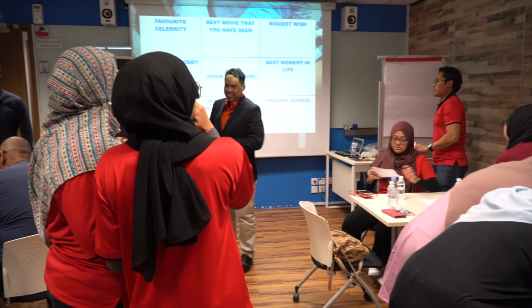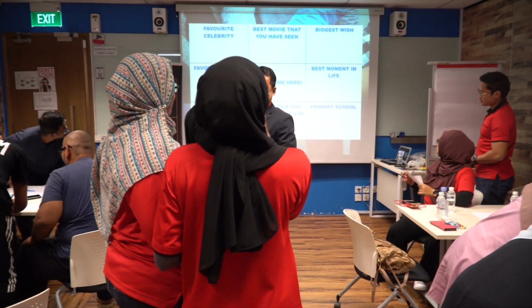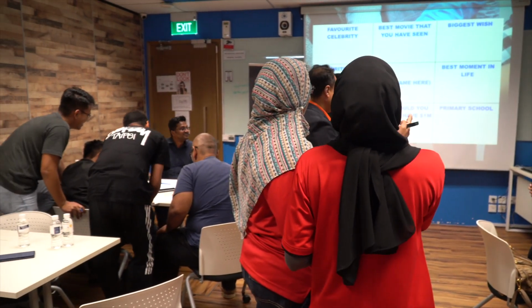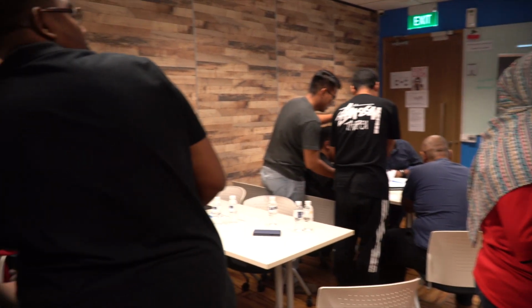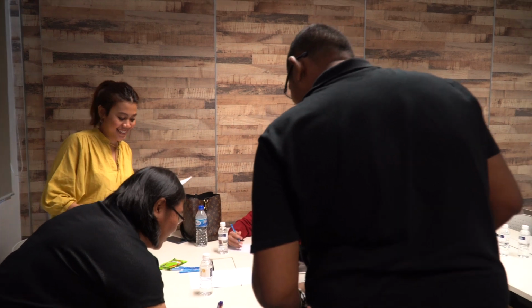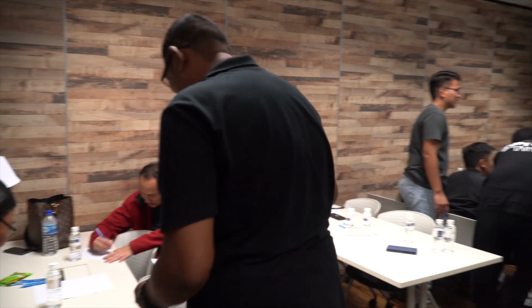Just use this criteria. Just go around. You can ask questions, ask your friends. Let's say celebrity. Let's say you go to Faiz. Faiz says they like Fandi Ahmad. Put down Fandi Ahmad and Faiz's name. So 2 names.